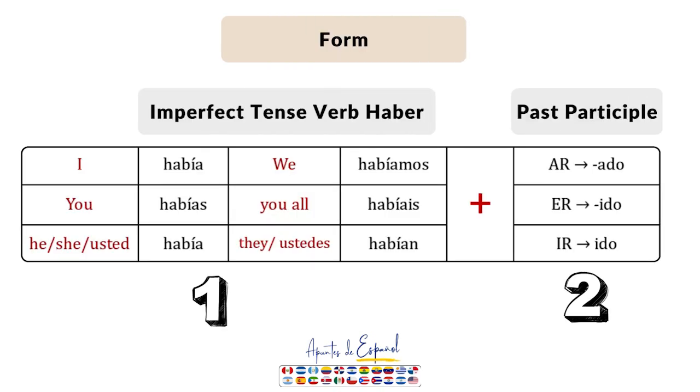To conjugate the past perfect, we're going to need two elements, as in English. You will say, I had, and then the past participle, eaten. In Spanish, you will also conjugate the imperfect tense of the verb haber. In this case, había, habías, había, habíamos, habíais, habían, plus the past participle. AR verbs will end in ado, and ER and IR ending verbs will add ido.